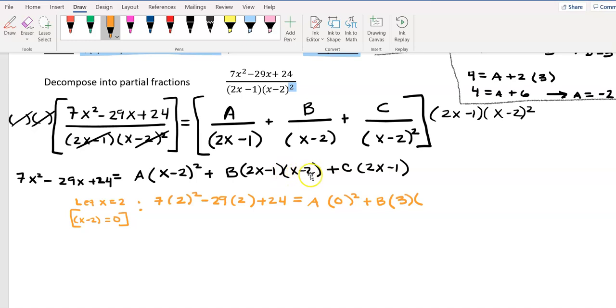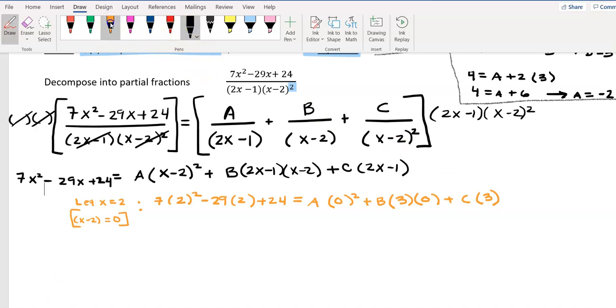2 minus 2 would be 0. So this factor would be 0. Plus c times, and again, plugging a 2 in here, 2 times 2 minus 1 is 3. So c times 3. So notice what this does. It's going to cancel out a lot of your terms and leave you with one variable left to solve. So this is a nice little shortcut.